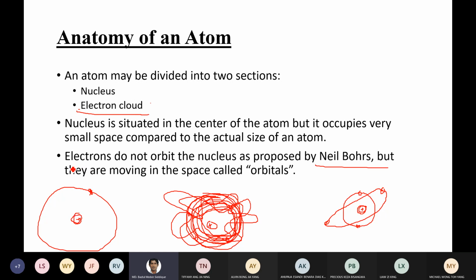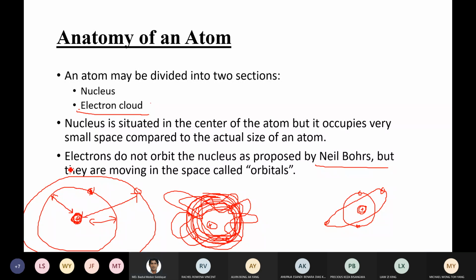Most of the atom is empty space because this nucleus is so dense and so compact that it occupies a very small area in relation to the atom. So this is a small area, and then the electrons are here. In between them, it is all empty space. If there is an electron here, there will be the electron cloud here, and in between them there will be empty space.